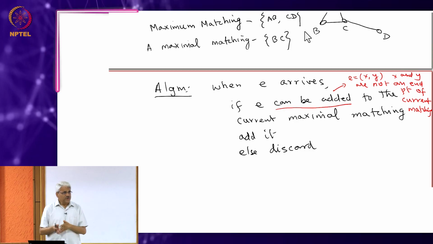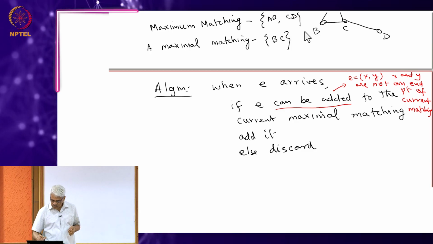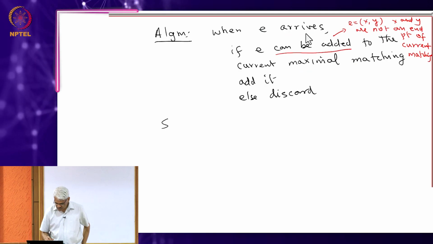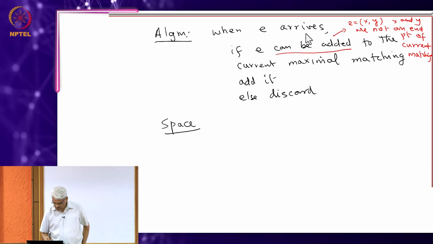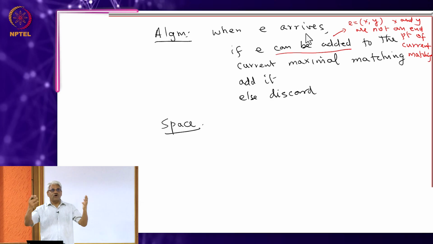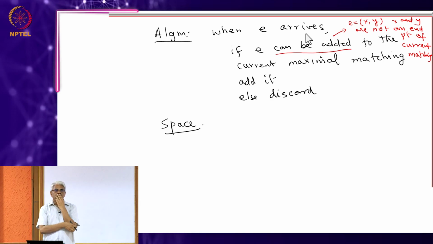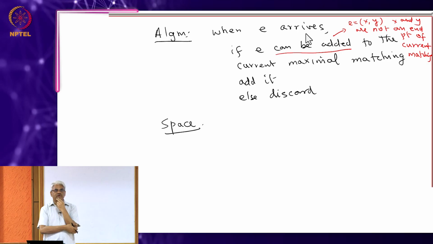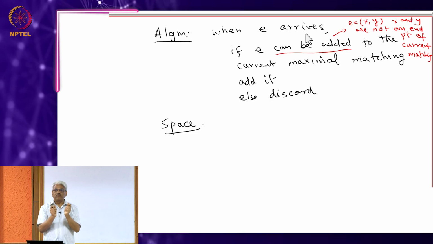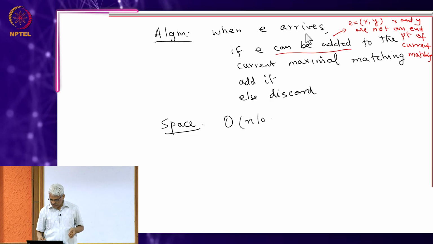Okay, and how much space will this take? Because I am just storing a matching. If there are n vertices, how many edges can there be in the matching? N by 2 or something. Each matching edge has 2 endpoints, each one takes log n bits, so it's some order n log n bits.